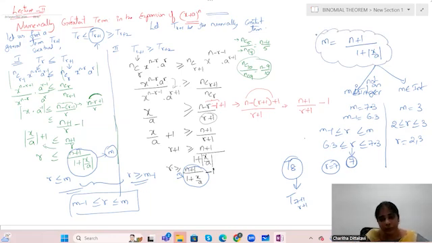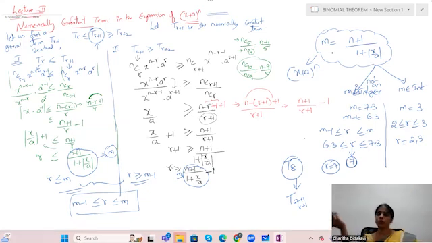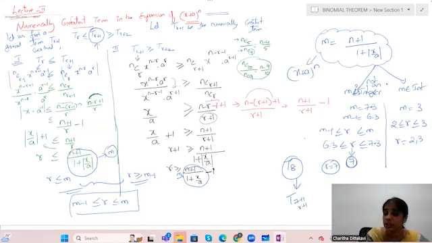What is the value of m? It is (n plus 1) by (1 plus mod x by a), in the expansion of (x plus a) whole to the power n. Is this clear? So after finding the m, consider two cases: when m is not an integer and when m is an integer. When you get an integer, what does that mean?